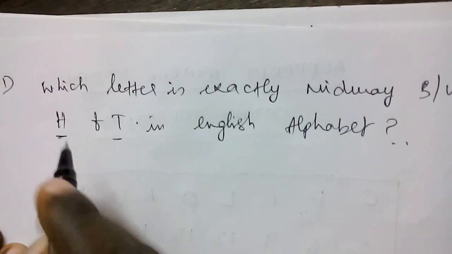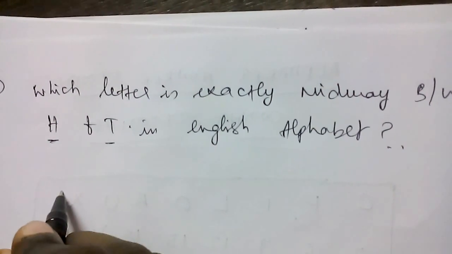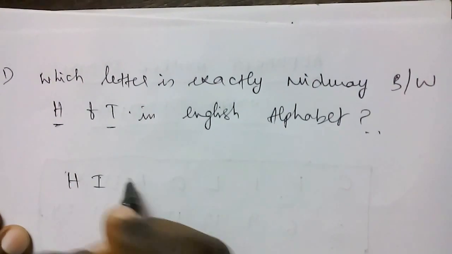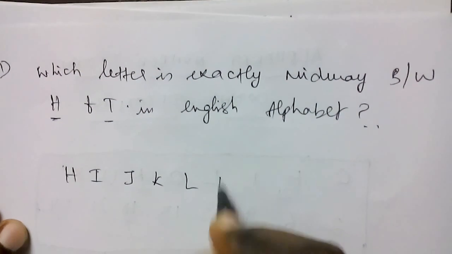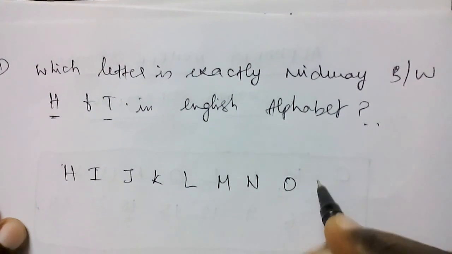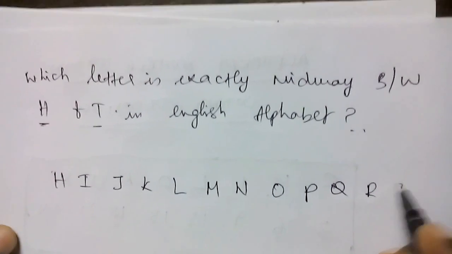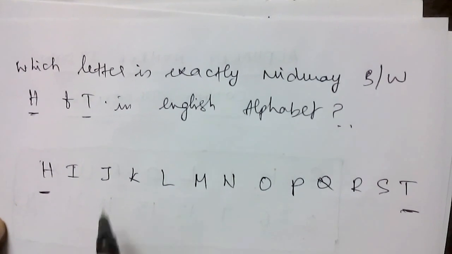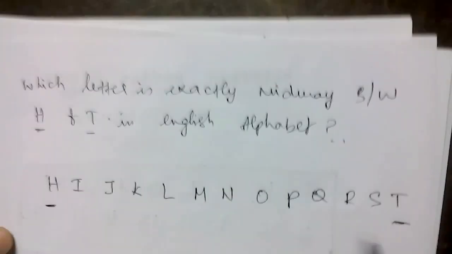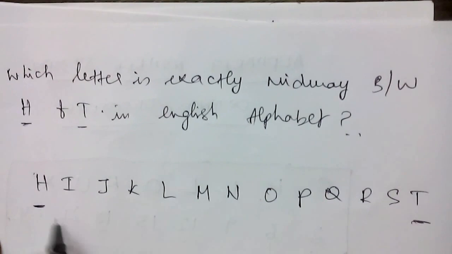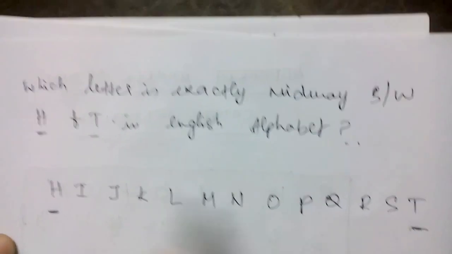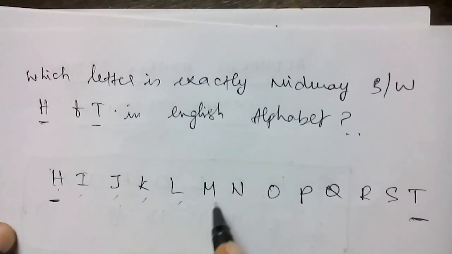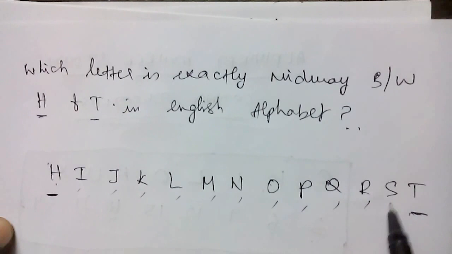Okay, so the usual version which we used to solve it, we used to write it like H. After H it is I, J, K, L, M, N, O, P, Q, R, S, T. Okay, so H is here and T is here. This is the usual process. What we usually do is count how many alphabets appear after H. Let's take H as number 1: 1, 2, 3, 4, 5, 6, 7, 8, 9, 10, 11, 12, 13.